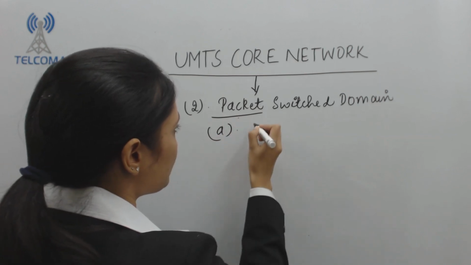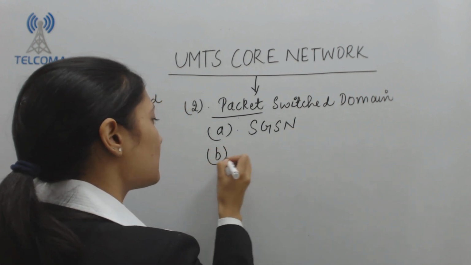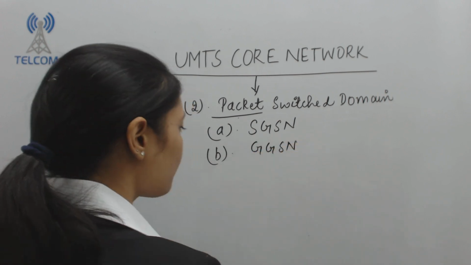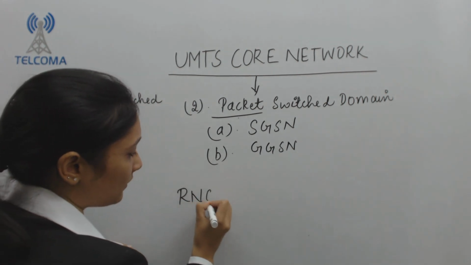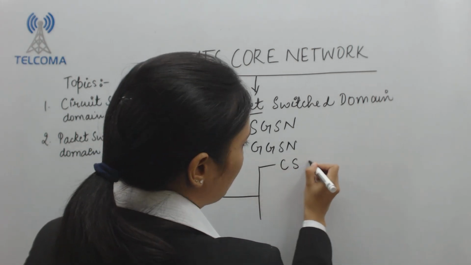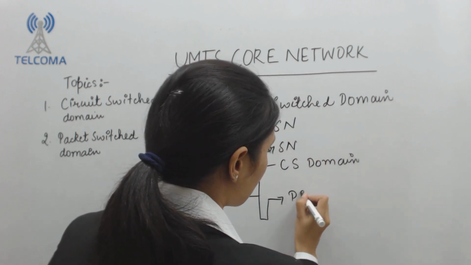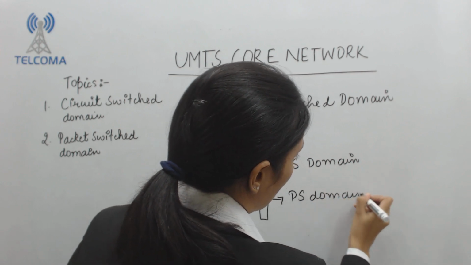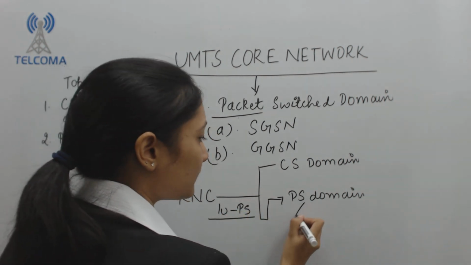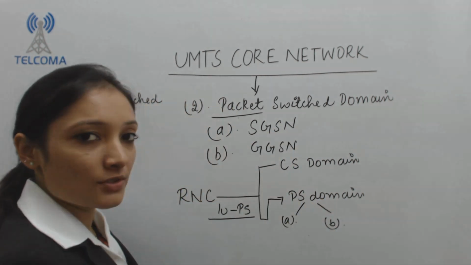One of them is SGSN and another one of them is GGSN. If this is my network like radio network controller, if this is connected here to my CS domain, and it is also connected to our PS domain with the help of this interface. Now, this has the component A, which is SGSN, and the component B, which is GGSN.